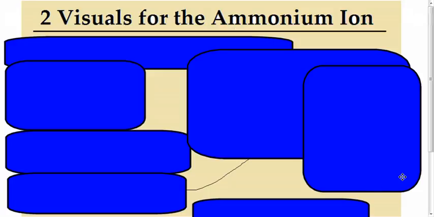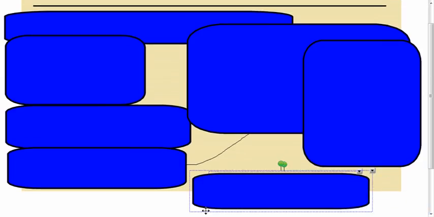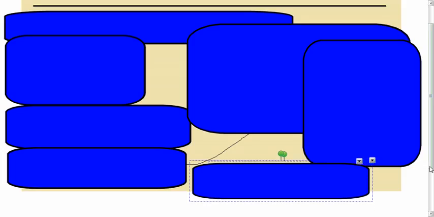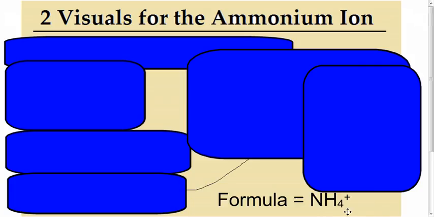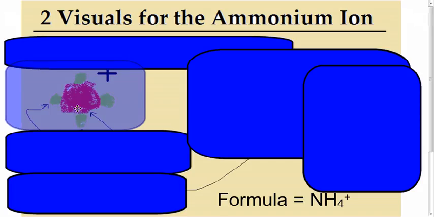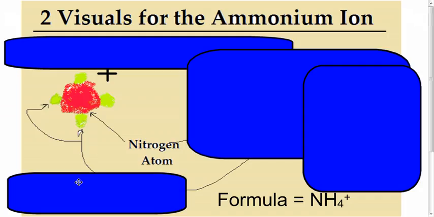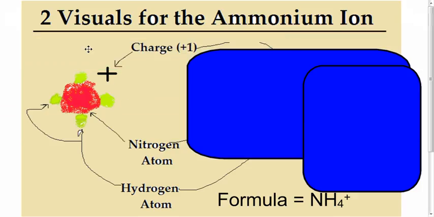Now, here are 2 visuals for ammonium. Ammonium is NH4+. Right? Here's one visual. You've got 4 hydrogen atoms, 1, 2, 3, 4, 1 nitrogen atom in the center, and a charge of +1. That's the overall charge.